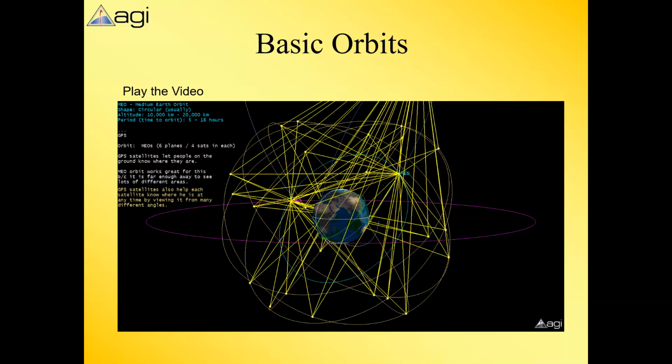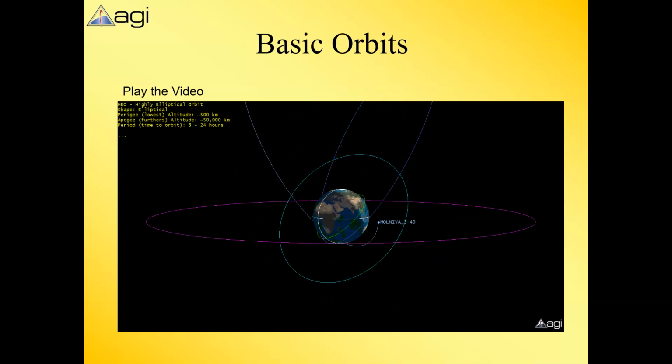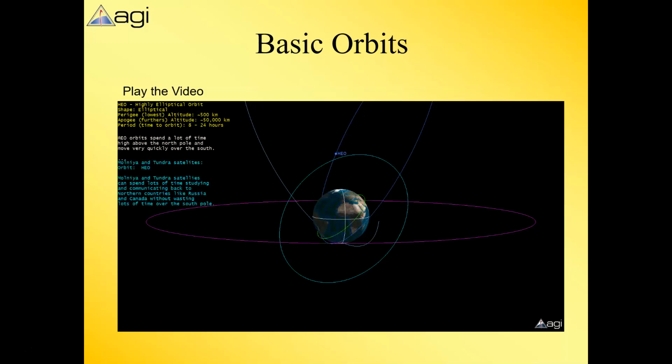The farther away you go, and we'll learn this in a future slide, the farther away you are from the focal point, the slower your orbit is going to go. This is a highly elliptical orbit, and it's called a Molniya orbit. And this is typically used for northern countries.